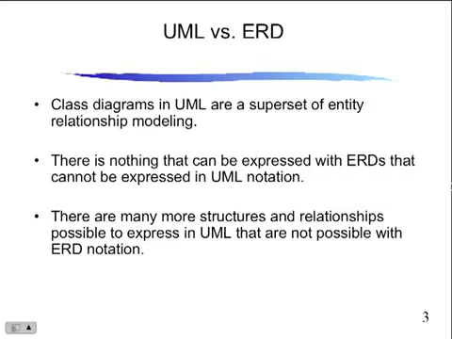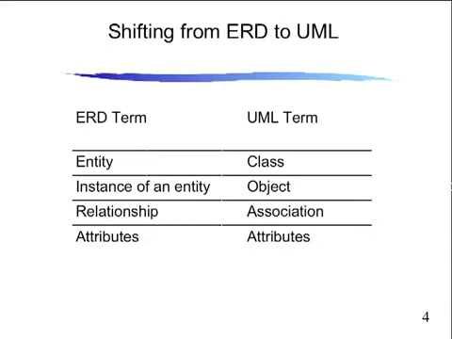The class diagrams in UML are a superset of the entity relationship modeling. In fact, we've seen the object and the class diagrams are a superset. There's nothing that can be expressed in entity relationship diagrams that cannot be expressed in UML notation. But there are many more structures and relationships possible in UML that cannot be expressed in entity relationship diagramming. So start out with ERDs and move to object-oriented design, and then you're working in a good order. You can't work backwards.